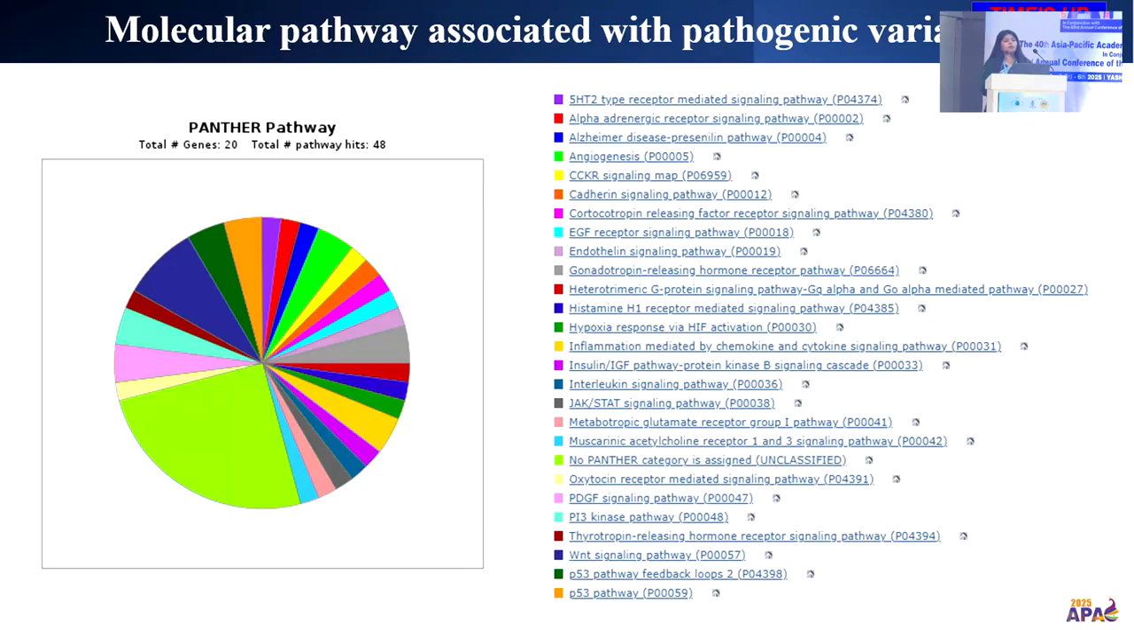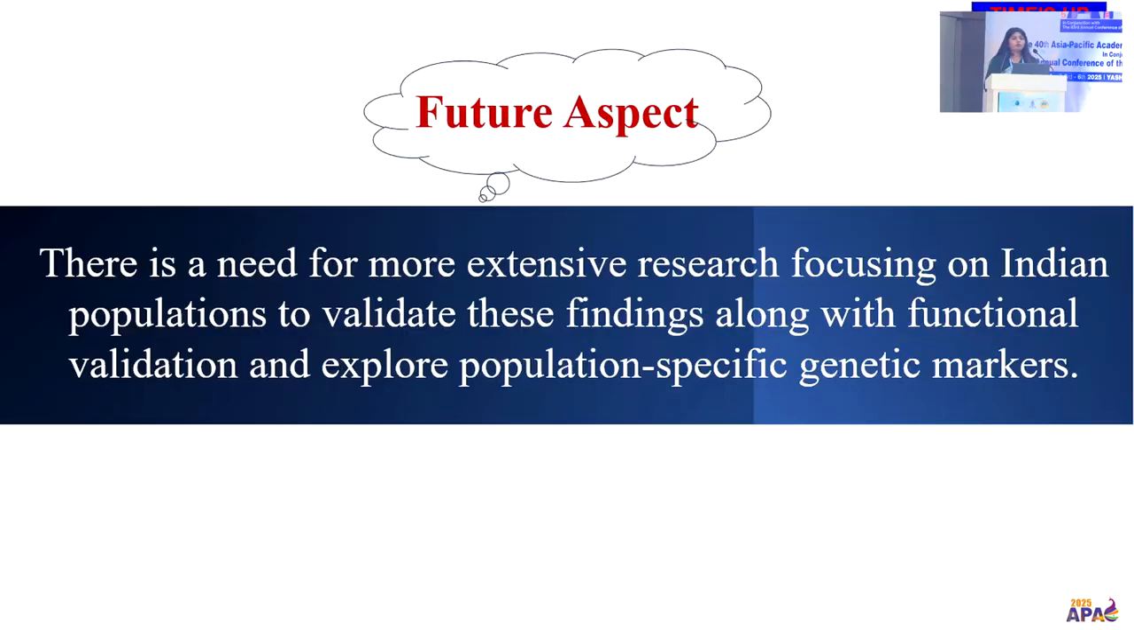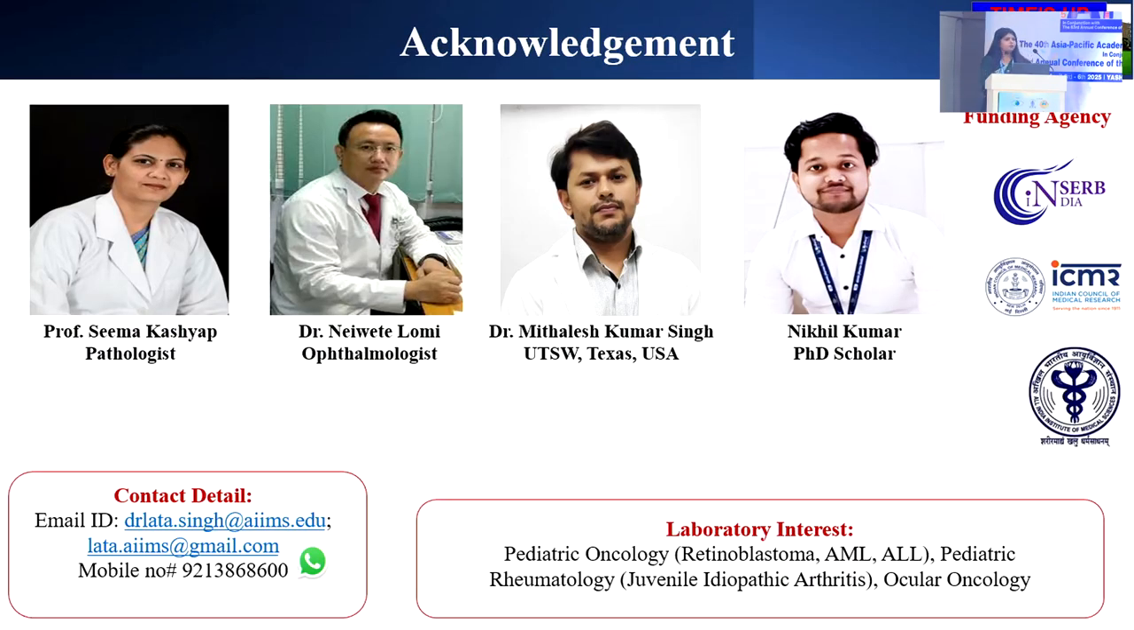So these are the molecular pathways which are associated with the pathogenic variation, the most important pathway being angiogenesis, hypoxia activation, as ma'am already showed about the hypoxia related genes, and the inflammatory pathways. So the future aspects of these studies: there is need for more extensive studies and research focusing on the Indian population to validate these findings, along with functional validation, and to explore population-specific genetic markers. And thank you.